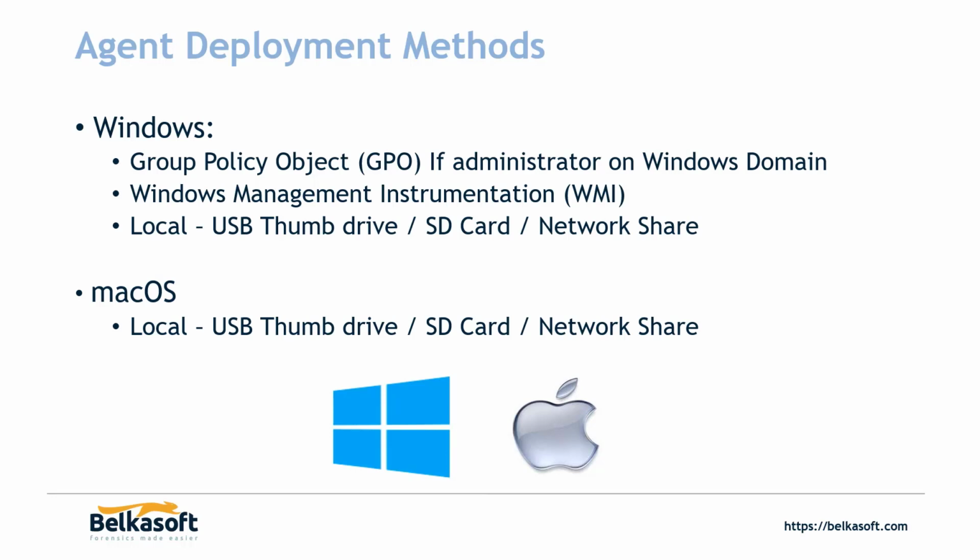The second option is Windows Management Instrumentation. This will require an administrator username and password for the endpoint to which you are trying to deploy the agent. The final Windows deployment option is local, and that could be via a USB thumb drive, where you've configured it to a specific endpoint, walk to the endpoint, plug the thumb drive in, and walk back to your remote acquisition server. You can also do it via SD card in the same manner, or SSH, PuTTY, network share. Any way that you can transfer this agent locally from your box, you can do with this option.